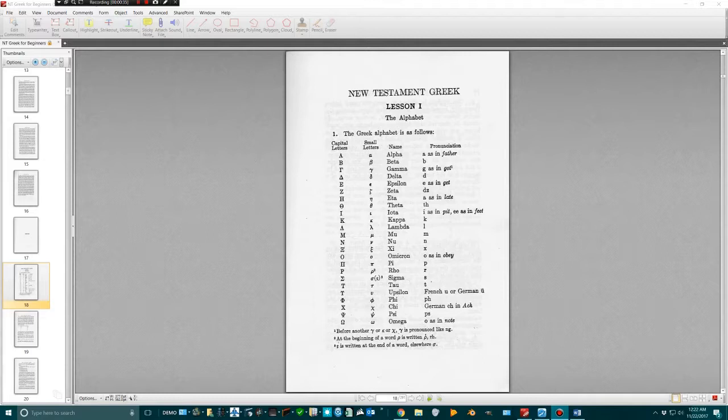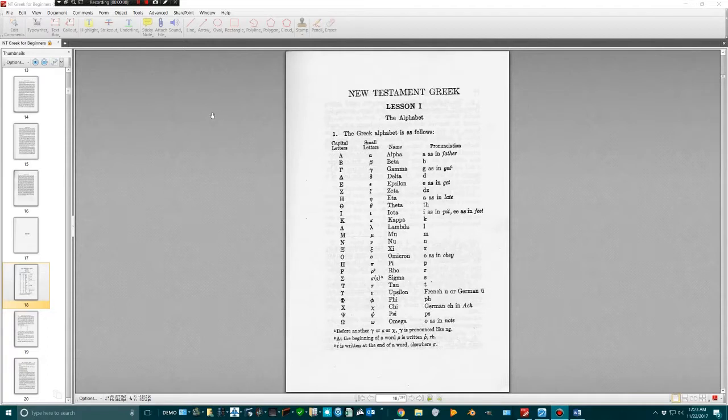Now, let's take a look at the alphabet and get a rough idea on how to pronounce each letter. Keep in mind, this is Koine Greek and not modern Greek. There might be some arguments on how to pronounce things, but don't let this be a hang-up.